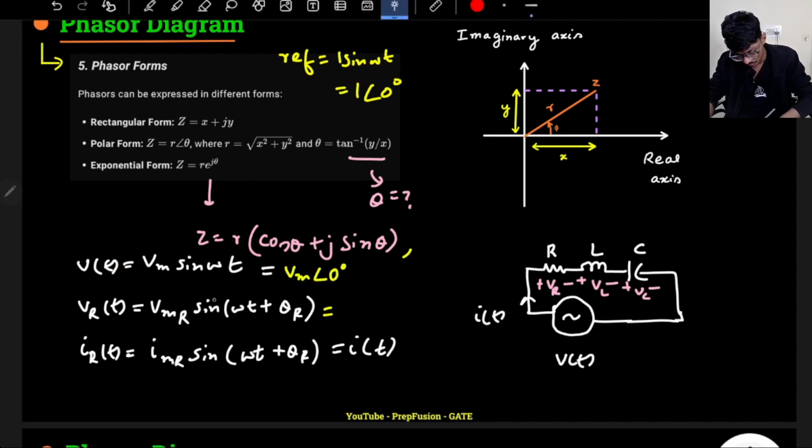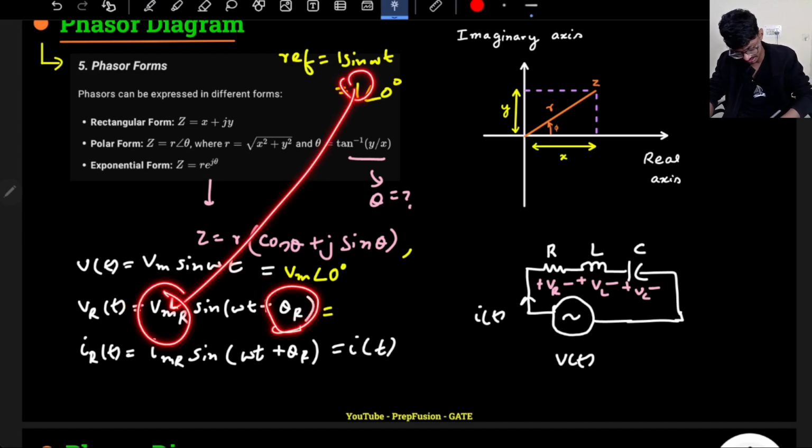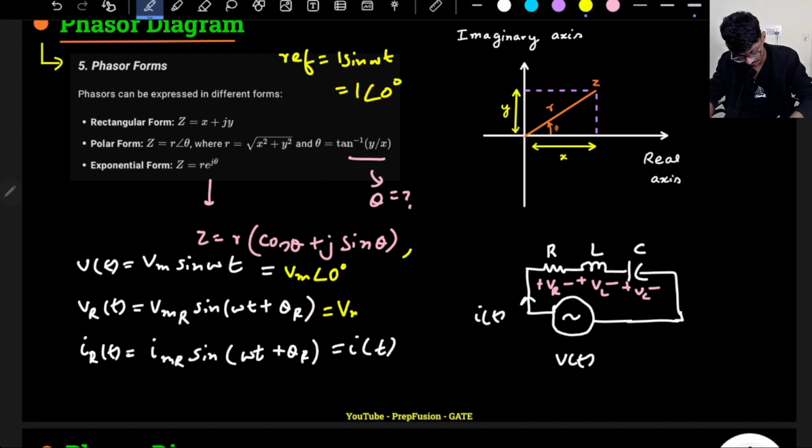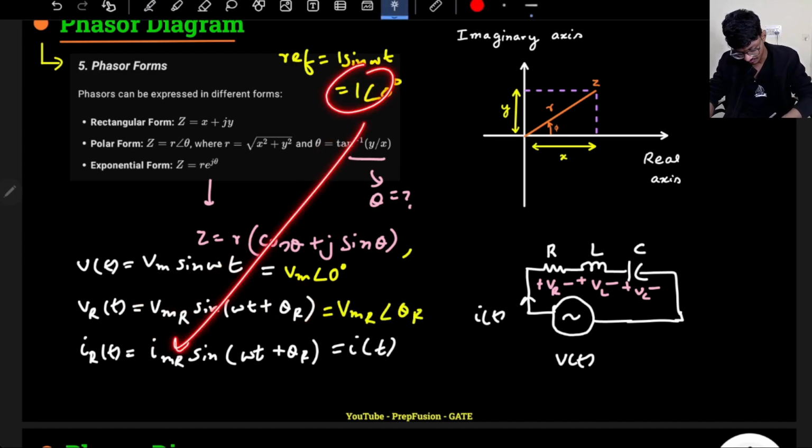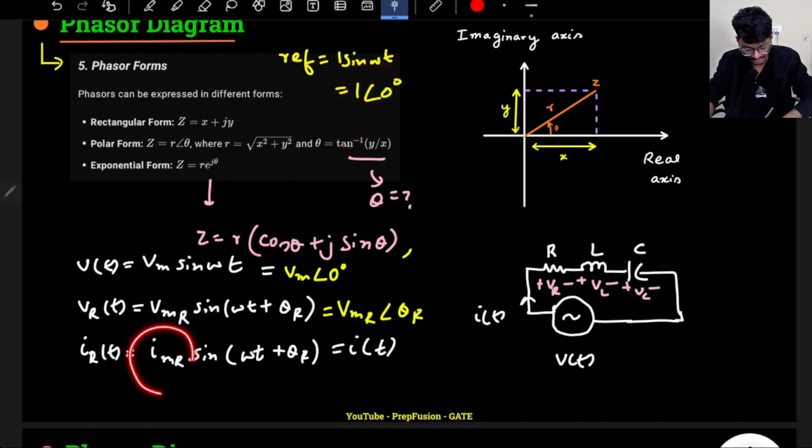What about here? Here the amplitude is getting multiplied by Vmr and a phase shift of theta r is there. So this will be written like this: Vmr at angle theta r. This one, with respect to the reference, has its amplitude multiplied by Imr, and theta r is again there.